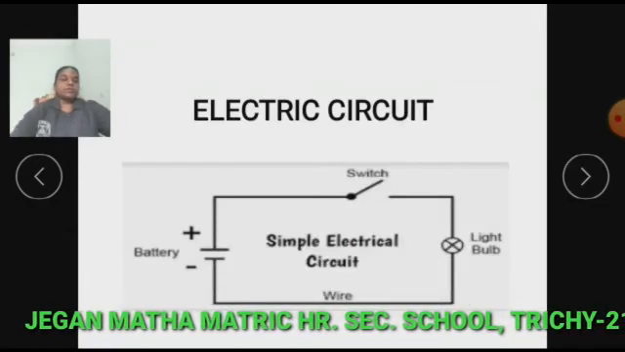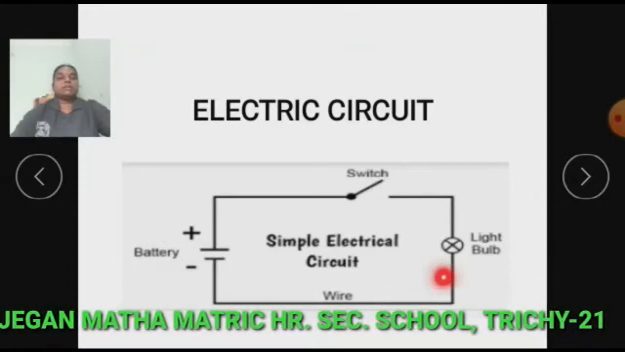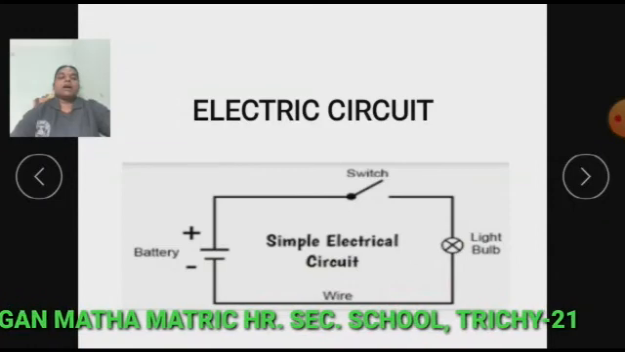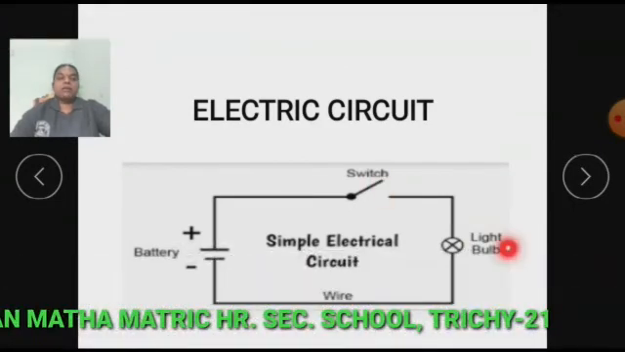Electric circuit. This is a simple electric circuit. The simple electric circuit consists of a battery, switch and light.